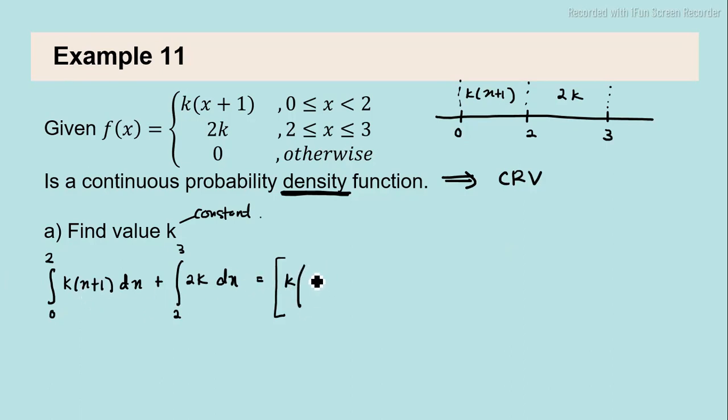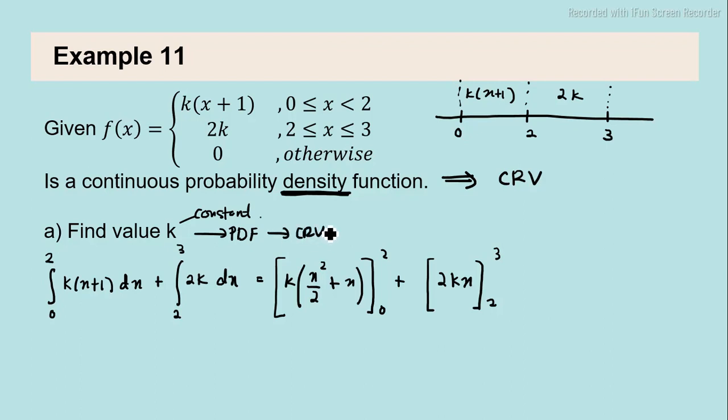Integrate x, you will get x squared over 2. Integrate 1, you will get x. Okay, terus buat macam tu. Okay, from 0 to 2. Plus, integrate 2k. Ingat, 2k is a constant. So, integrate 2k, kita akan dapat 2kx. Okay, from 2 to 3. Alright, so benda ni, kita dah tahu dia adalah PDF in CRV. Okay, PDF in CRV, so it must equal to 1.